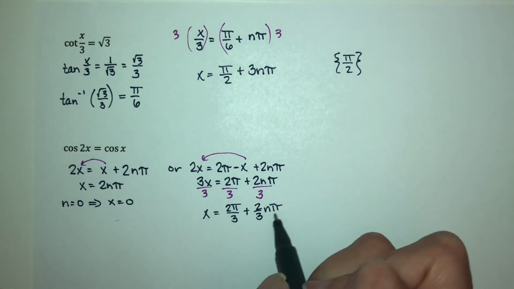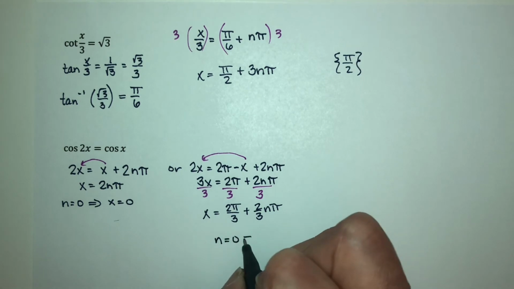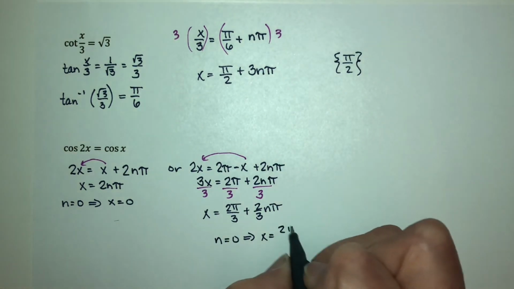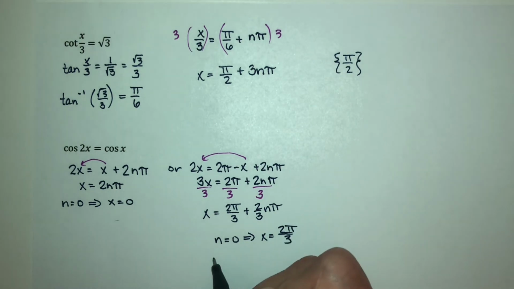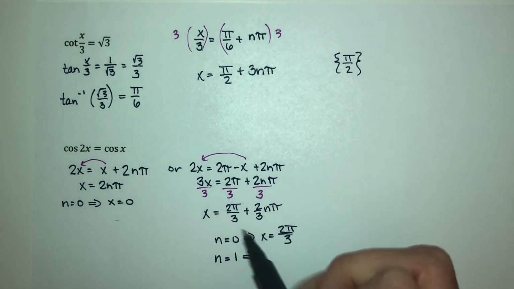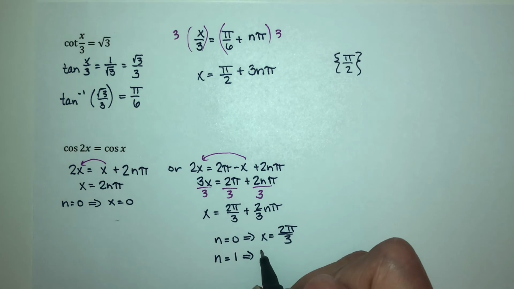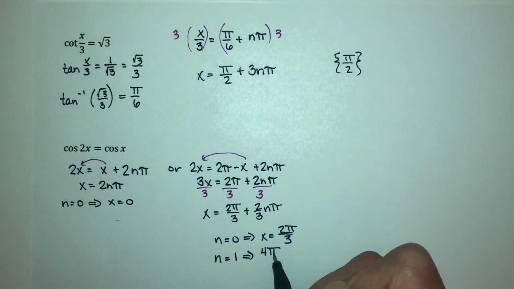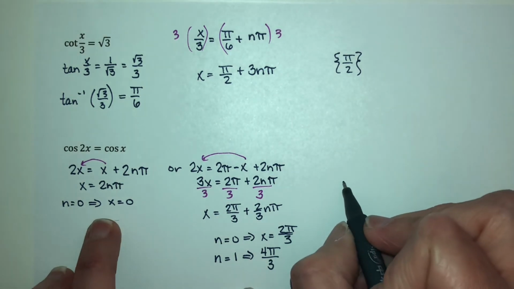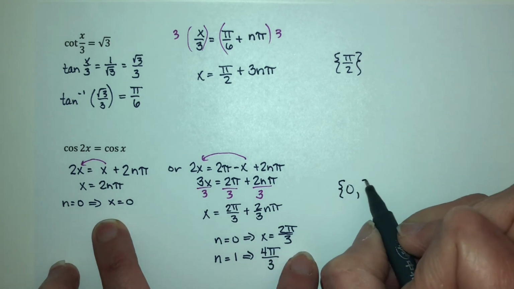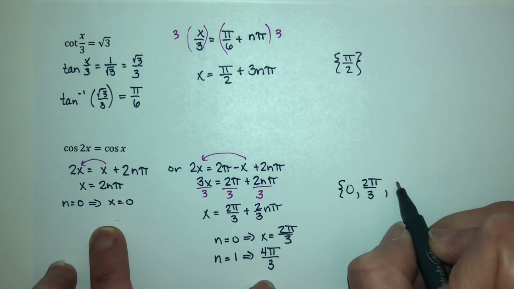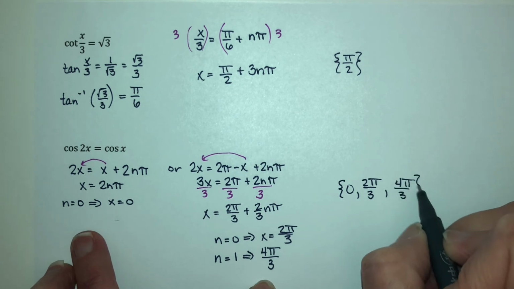Here we have if our n is 0, then our x value is 2 pi over 3. If our n value is 1, then we take 2 pi over 3 and add another 2 pi over 3, and that gives us 4 pi over 3. And then if we add 2 pi over 3 again, we are at 2 pi, which is beyond the range we are looking for. So here we have three solutions. We have 0, we have 2 pi over 3, and we have 4 pi over 3.